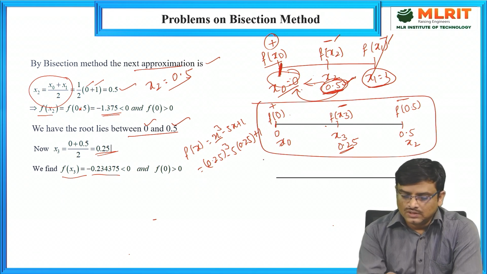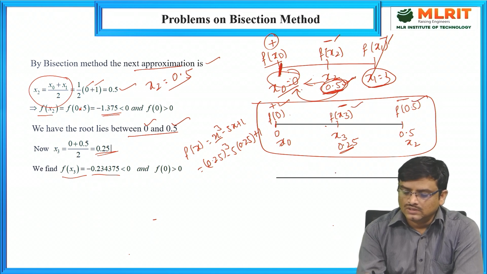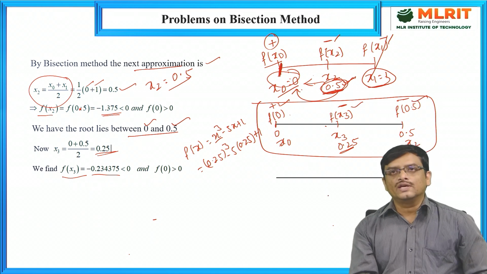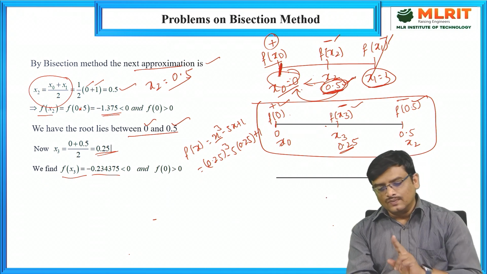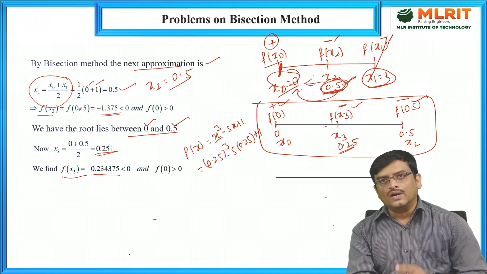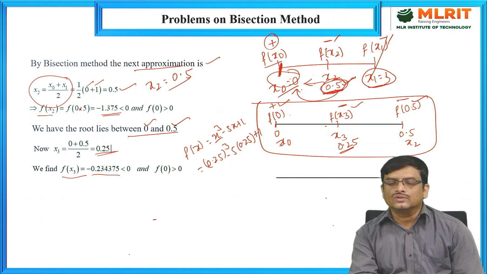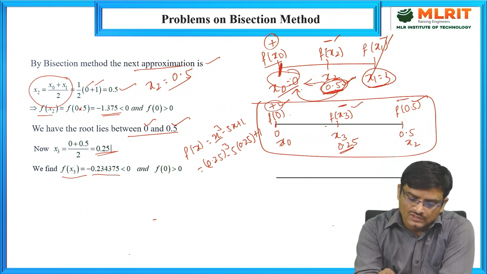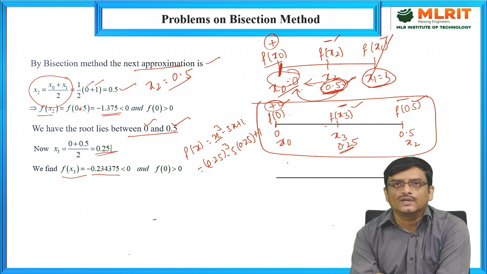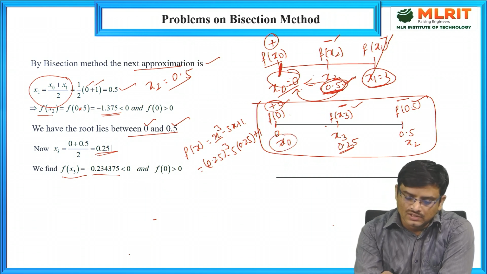Observe this. Here we have one positive sign and two negative signs, and the negative sign is repeated twice. Out of the repeated negative signs, we have to neglect one and consider one negative sign here. For this purpose, you go to the sign which is not repeated, that is the positive sign, x0.